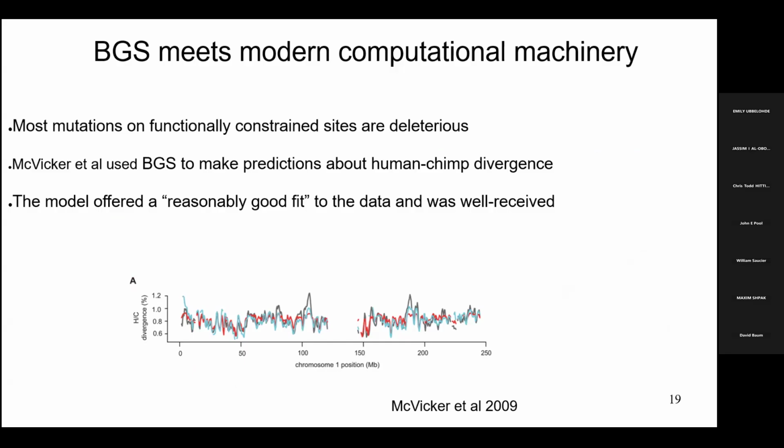So you see here some predictions of human-chimp divergence. And I think here in gray you have the observed human-chimp divergence, and in color you have the different models. So this is based on the idea that most mutations on functionally constrained sites are deleterious here. So we're using the background selection model, and they use this model to make predictions. And this model offered a reasonably good fit to the data, and it was well received by the community. This idea was well received.